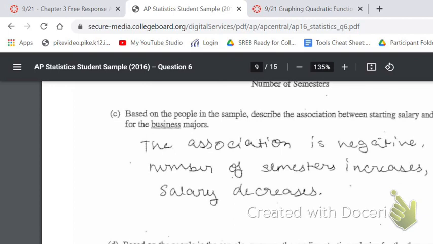Based on the people in the sample, describe the association between starting salary and number of semesters for the business majors. The association is negative. As the number of semesters increases, the salary decreases. What do you think? Partially, why? Not enough context. We've got semesters and salary. It might be better to say starting salary to be a little bit more precise.